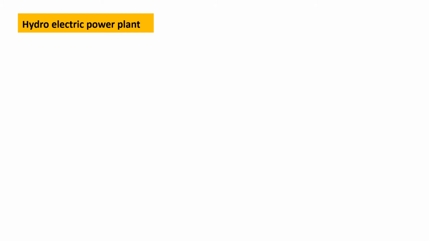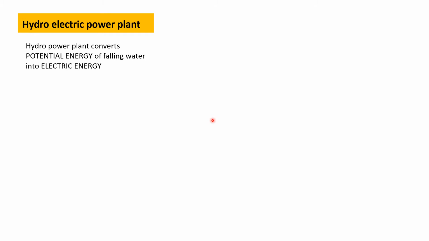Next is water energy. We utilize water energy in a hydroelectric power plant. So what does a hydroelectric power plant do? It utilizes the energy of water and converts it into electrical energy. Now, how do we utilize this water energy? We make water fall.